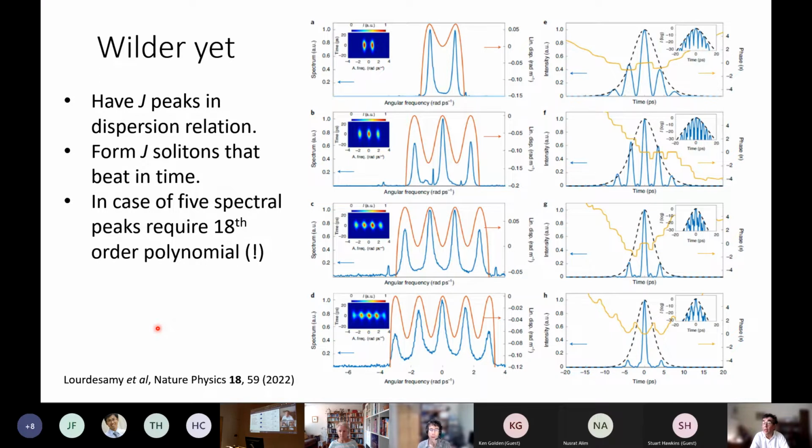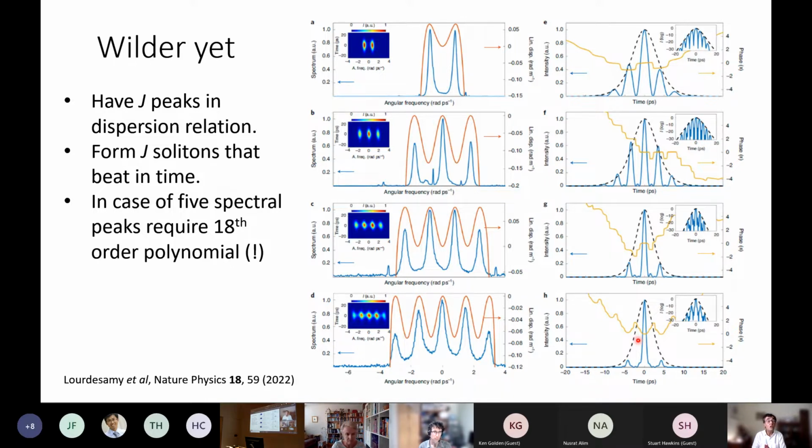Thank you, David. I'm getting towards the end. So you can say, well, if you can do two peaks, you can do 3, 4, and 5. And indeed, we have done it. These are results that were published earlier this year. You can see the well-known multi-frequency interference effects here when you go to 3, 4, and 5 peaks.